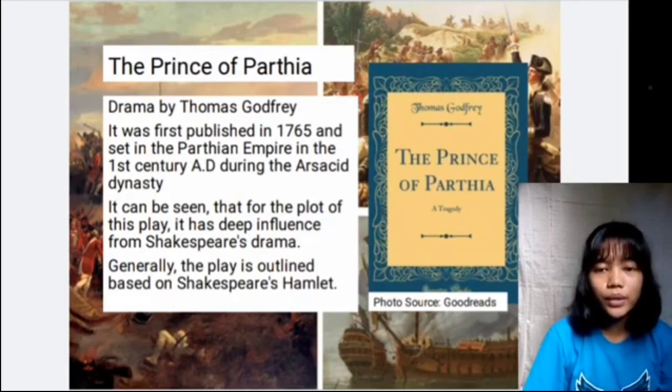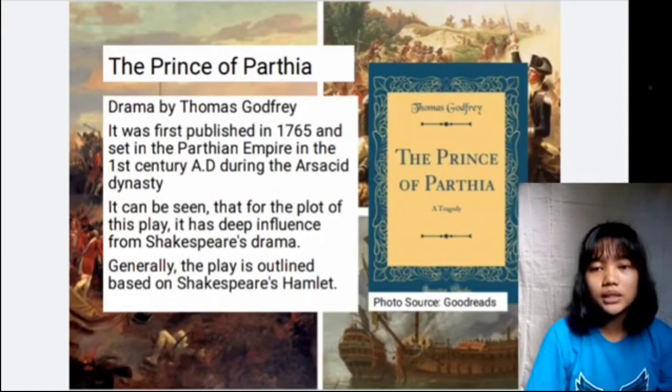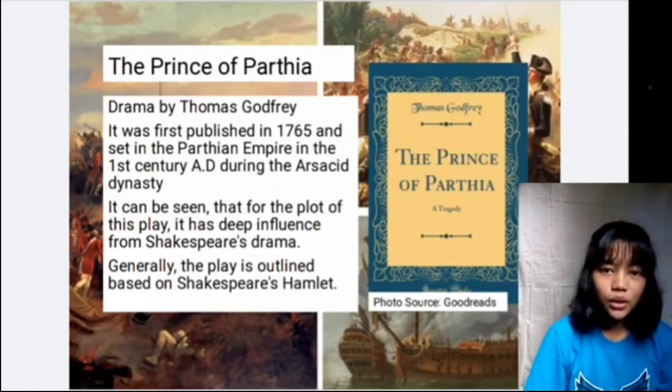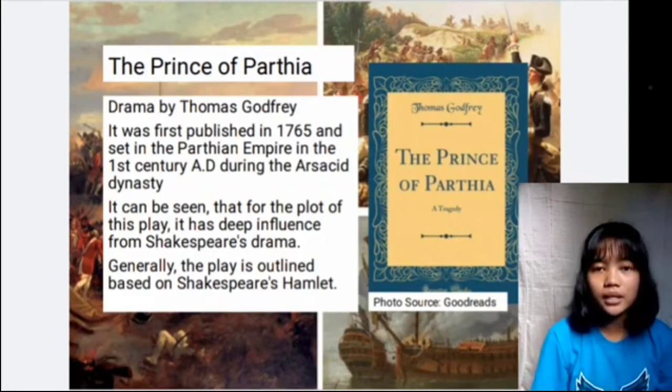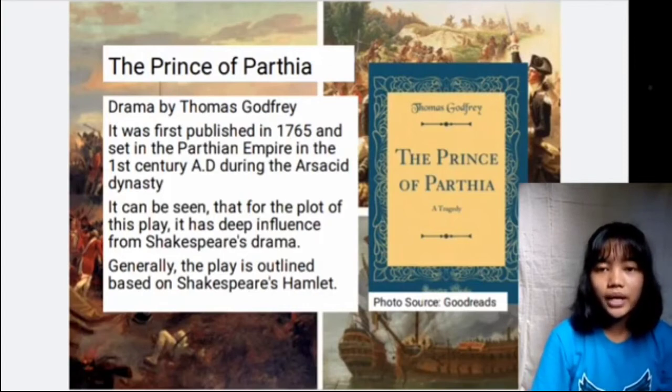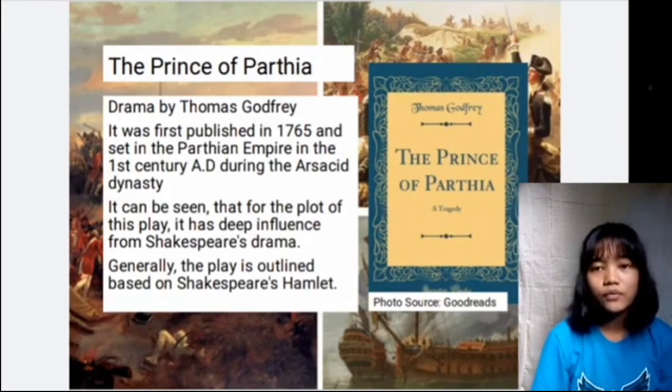It can be seen that the plot of this play has deep influence from Shakespeare's drama. Generally, the play is outlined based on Shakespeare's Hamlet. We will see at the ending of this play, in the summary that I'm going to present to you later, that the ending of The Prince of Persia has similarities to the ending of Shakespeare's play, Romeo and Juliet. This play has 5 acts, and for each act, I will be presenting just a short summary. So let's proceed to Act 1.